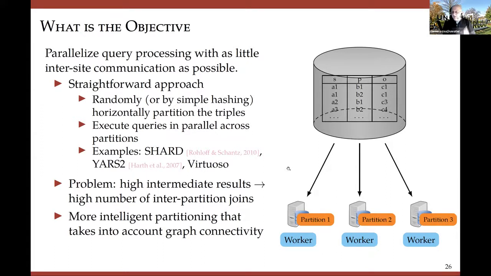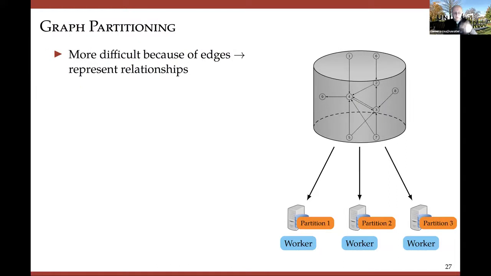One of the problems with this is that when you're doing those subject-object joins, etc., you get way too many intermediate results, so your join costs increase. And in particular, when you're doing inter-partition joins, you need to move data around, and this becomes difficult. So the issue here is that the triple table does not capture the relationships between the triples. So people have started looking at direct graph partitioning techniques, where the data is not simply a table but a graph, but you have the same objective where you want to partition it into different worker nodes or machines.